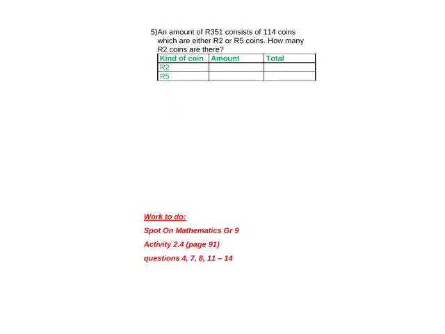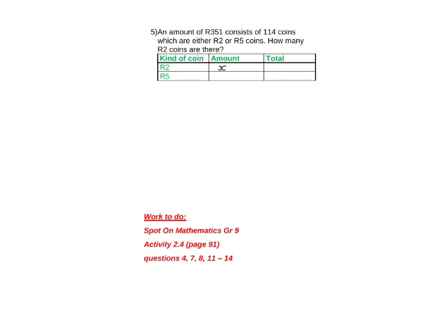Okay. Question 5, or example 5. An amount of 351 rand consists of 114 coins, which are either 2 rand and 5 rand coins. How many 2 rand coins are there? So this is a more difficult, higher order thinking question. But the way I interpret this, once again, is with a table. And the headings I put here are the kind of coin, the amount, in other words, the amount of coins I have for the specific coin, and then the total, in other words, the total amount that it would accumulate or result in.